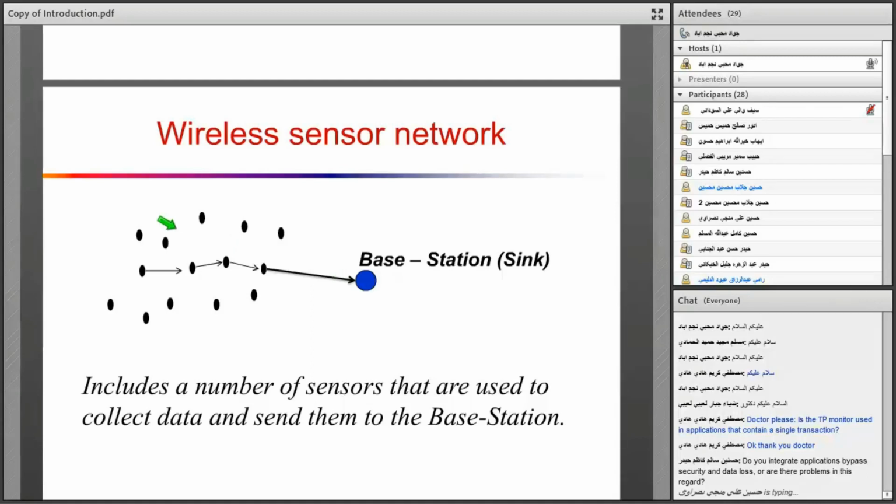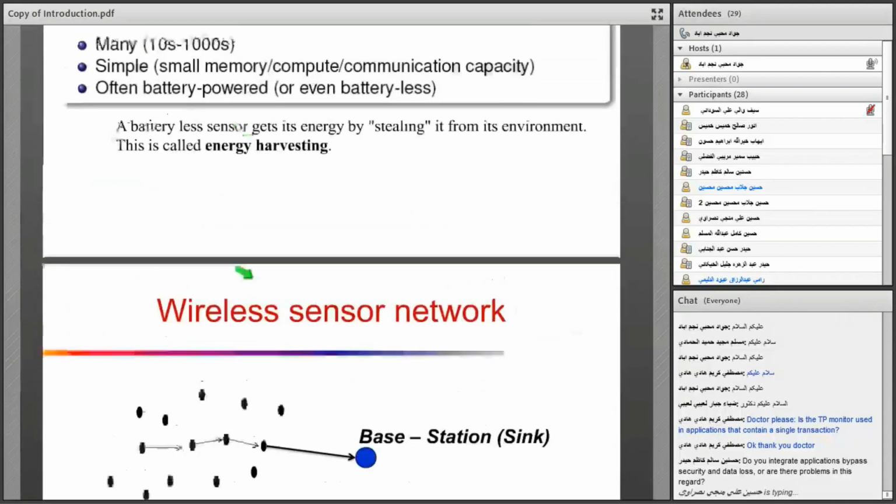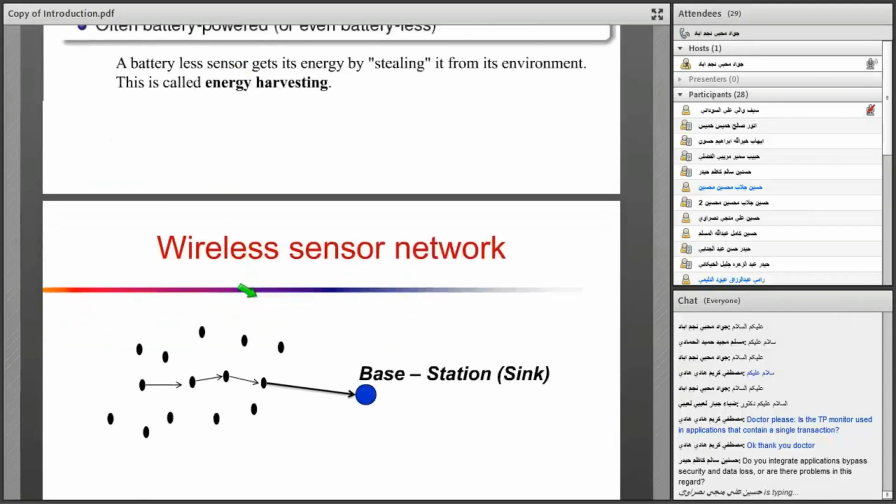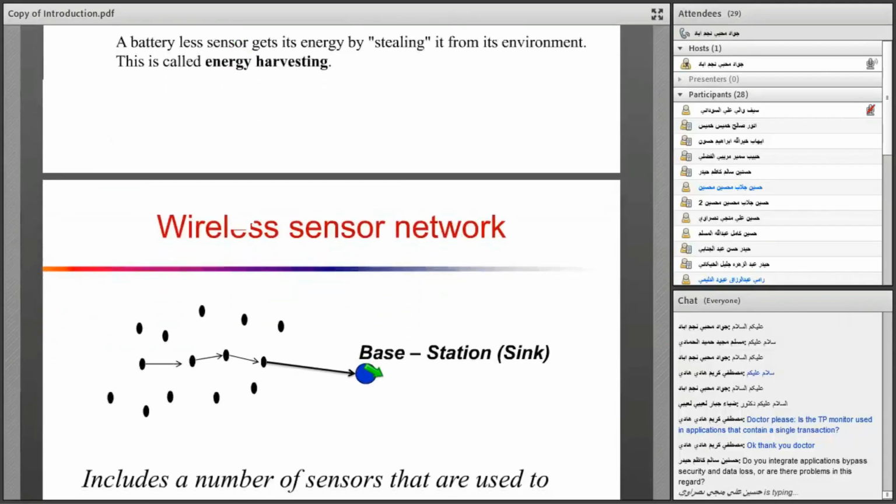Messages are sent from the sensor. The sensors are batteryless or battery powered, but the base station can be connected to the electricity.